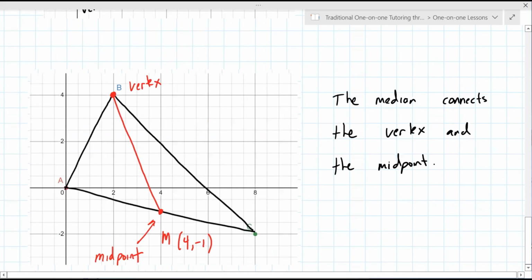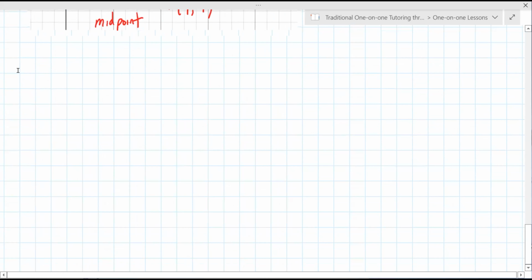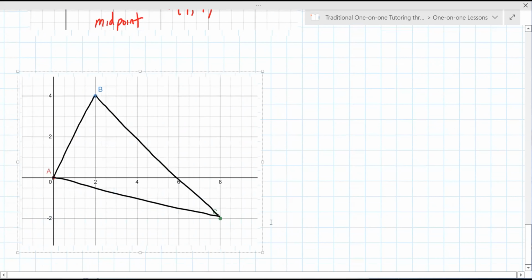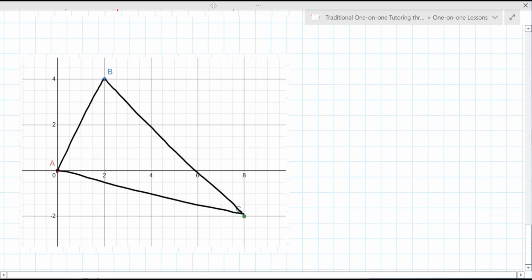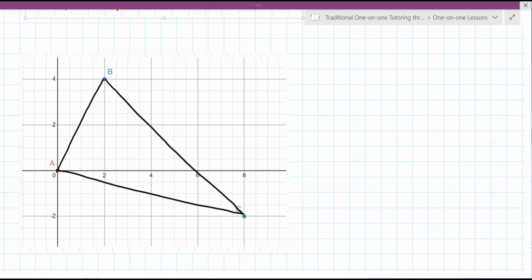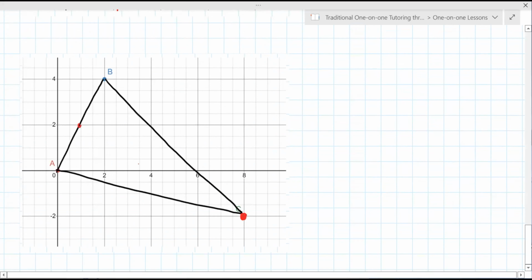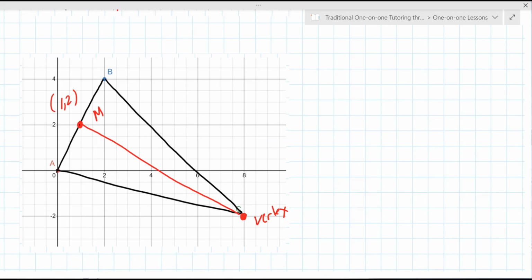Okay, so now there's yet a third median. What if we start at point C? Point C has to go to the midpoint across from it, on the side across from it. That is at 1, 2. That's your midpoint. The vertex connects with the midpoint.